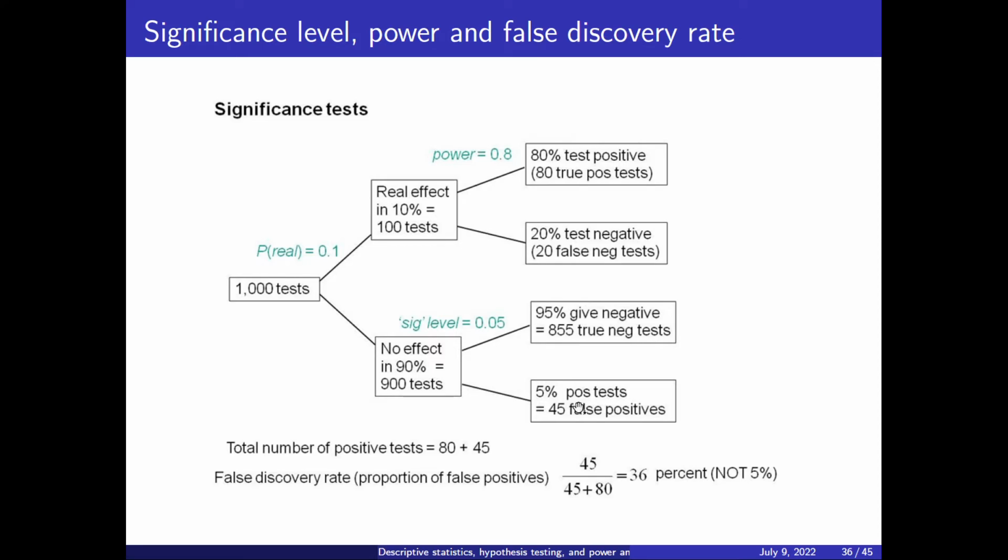So when you look at your positives, you have these 80 compounds and you have these 45 compounds. So the total of positive tests is 125, of which 45 were incorrectly identified. So that means that the probability of a positive result being an incorrect compound is not 5%, it's much larger, it is 36%.